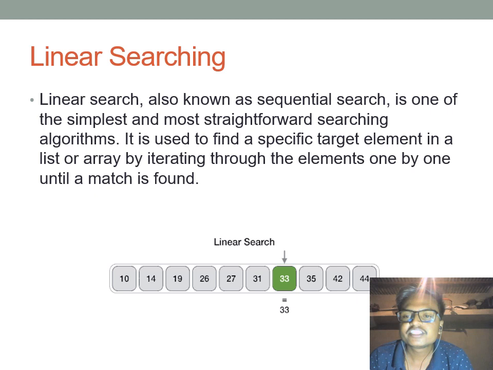Linear searching is a sequential search in which we start from the first index number and go to the last index number, going from the first element to the next, up to the last element, until we find the target element we are looking for.